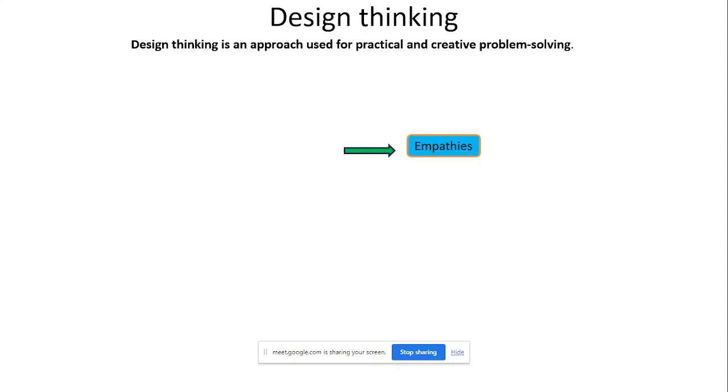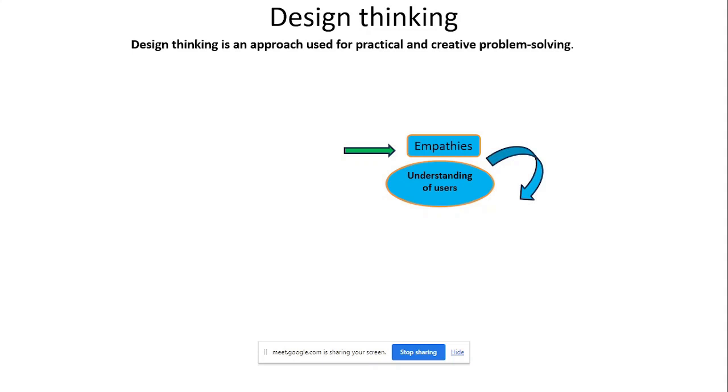First step is empathize. Empathize always follows what I know and what I don't know. Empathize means understanding of users: what I know about the customer need, and what I don't know about the customer need. So first, I understand my users.